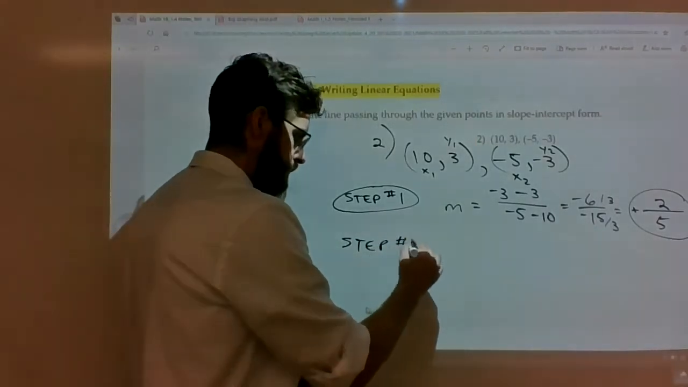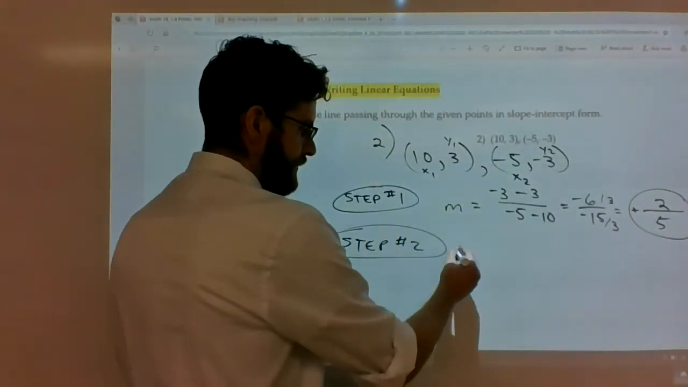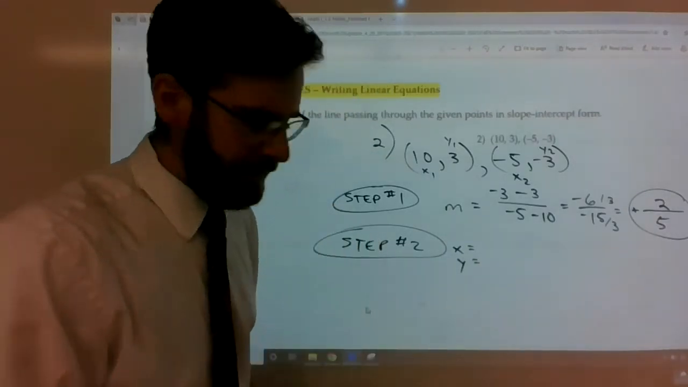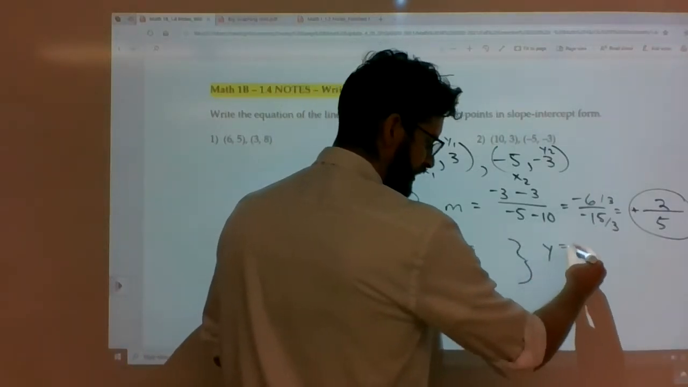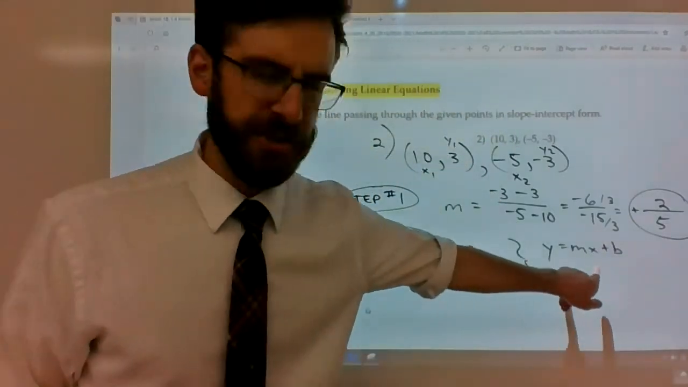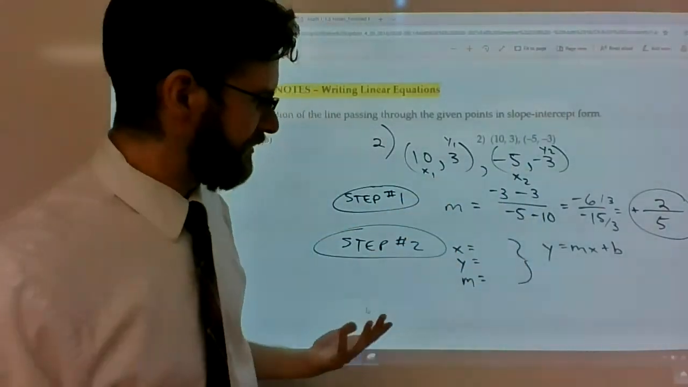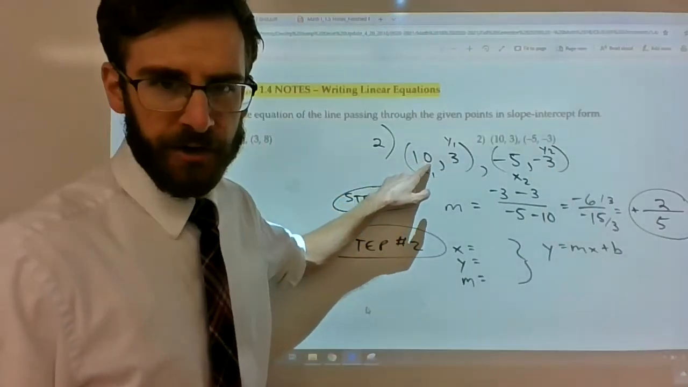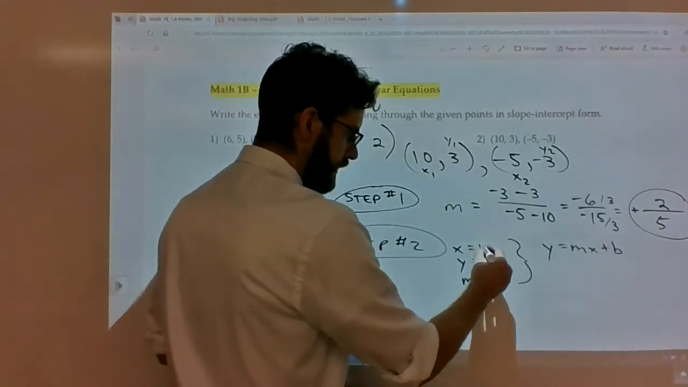Step 2. You know what? I'm actually going to structure this a little bit differently. I'm going to say you're going to pick x, you're going to pick y, and then we're just going to identify what the m is here so that we can very clearly say, here's all the information we need, and it's all going in this equation here. So which of these points would be more convenient to pick for x and y? I think it's clear that if you want positive numbers to work in your equation, you're going to have fewer mistakes with negatives. So I'm going to pick x equals 10 and y equals 3.